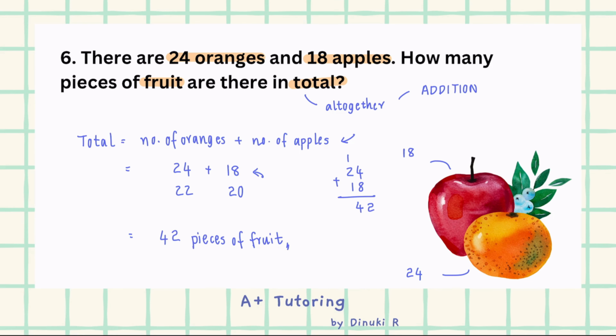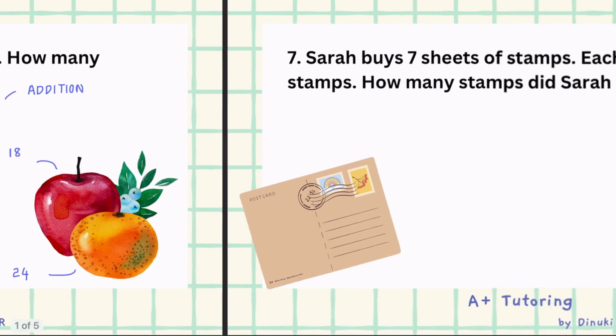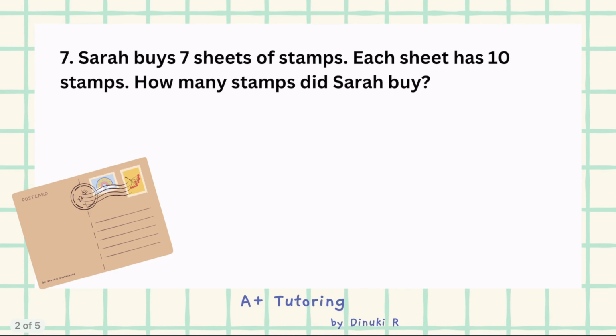Cool. Let's move on to the next question. Okay, question number 7. Again, pause the video here and take a second to understand what's going on in this question. Okay, now that you've had a chance to look over the question, let's go through it together. Sarah buys 7 sheets of stamps. Each sheet has 10 stamps. How many stamps did Sarah buy?